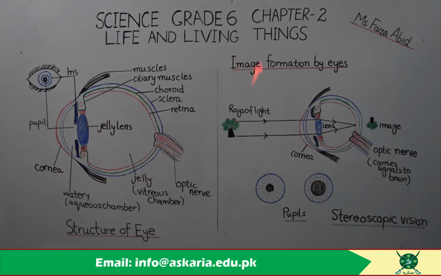Now we will learn how an image forms by our eyes. So here you can see an object, a tree is shown here. The light rays from the object enter inside our eyes. First they pass through the cornea, then through this watery chamber or the aqueous humor, and pass through the pupil, which is a small hole in the iris.